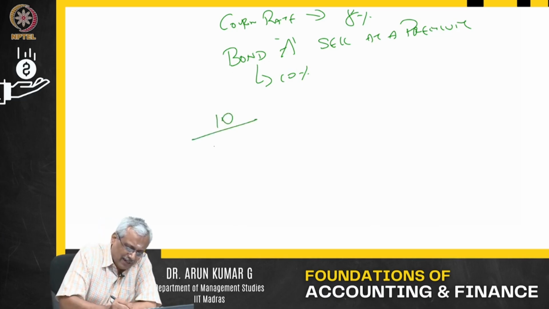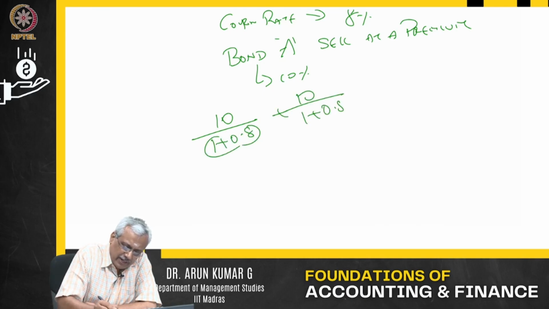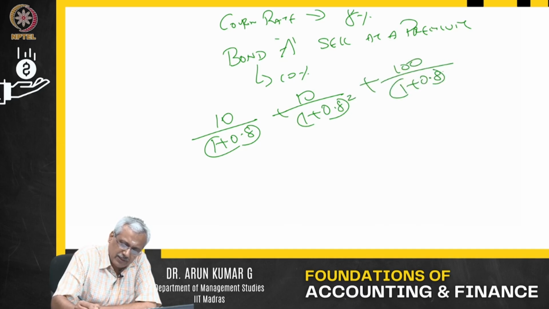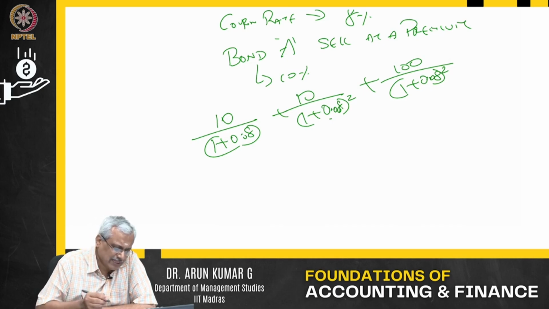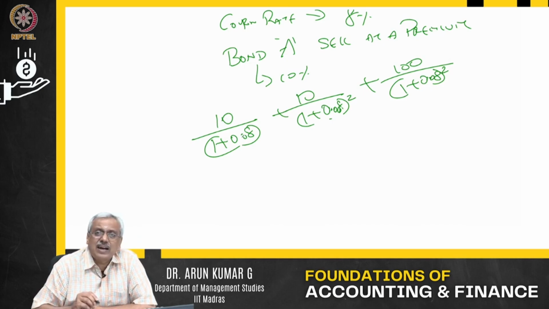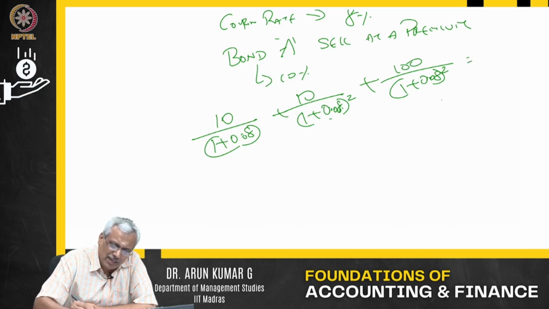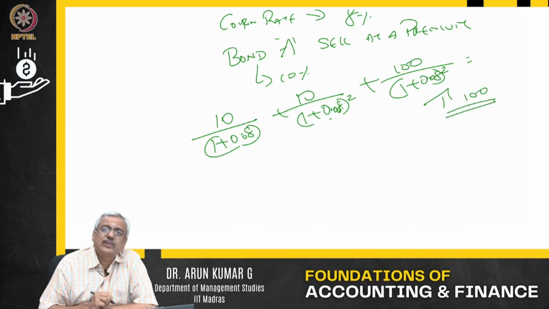Very simple. The same $10 into 1 plus 0.08 plus $10 into 1 plus 0.08 square plus $100 into 1 plus 0.08 square. Not 0.8, I'm sorry, I missed a 0 out here. So if you do this, this will be some 100 point something, 104, 103 or whatever it is, some number will be there. So then that will be more than $100, more than the face value of the bond.